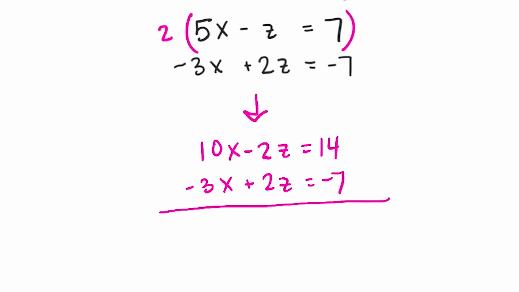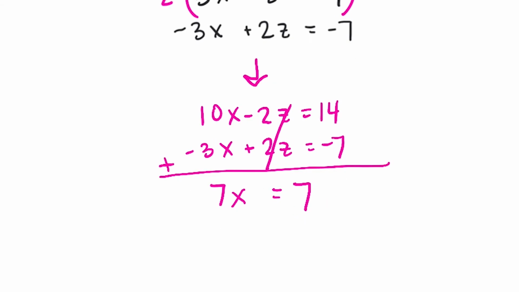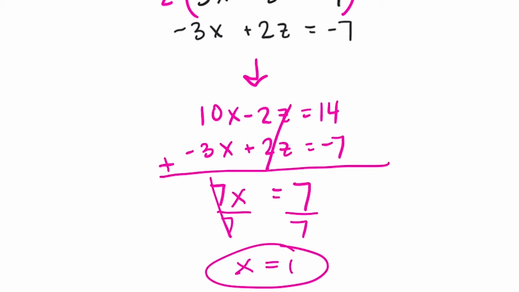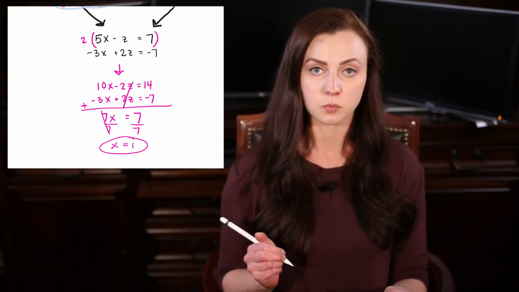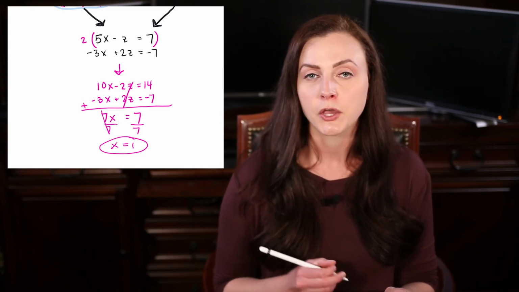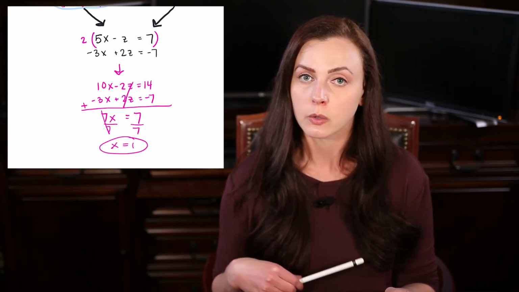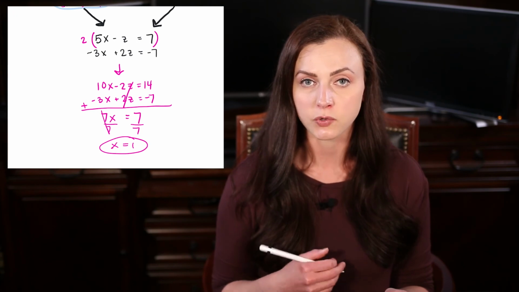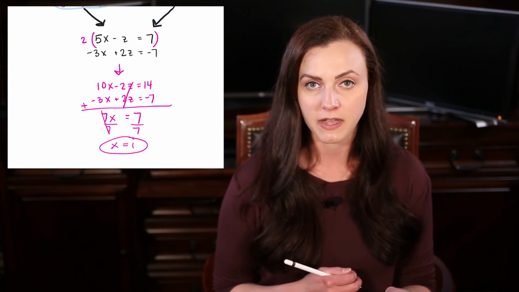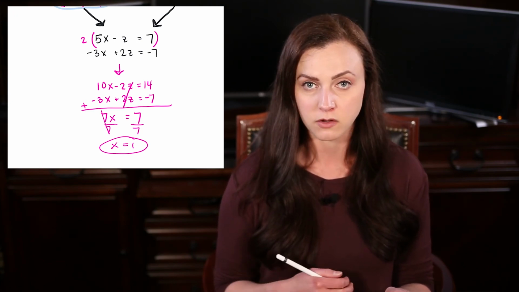If I add these two together, 10 minus 3 gives us 7x, the z's cancel, and that's equal to 7. And now we can solve for x. We'll just divide by 7 on both sides, and x is 1. From here, we're going to do back substitution. You cannot go to one of your original equations yet because you only know x. We need to find another variable first before we go to the top.